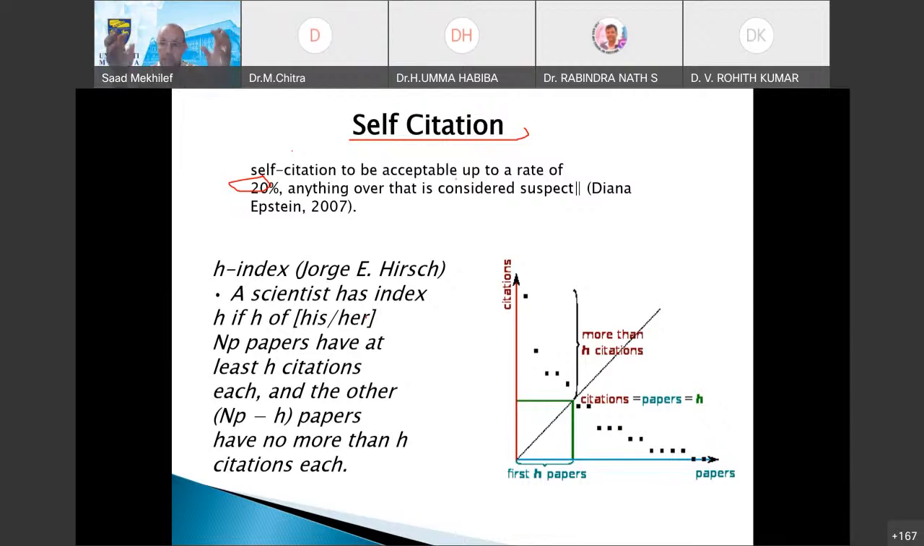Then what he did, whenever he had a paper in journal A, he would cite papers in journal B. When he published papers in journal B, he would cite journal A, and then suddenly the impact factor jumped from 1 up to 30. You know, a big jump. Everyone started asking questions: how come this journal's impact factor suddenly jumped? Then they started analyzing, and they found this manipulation.